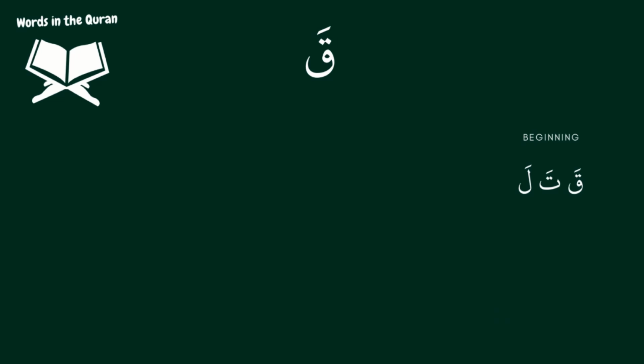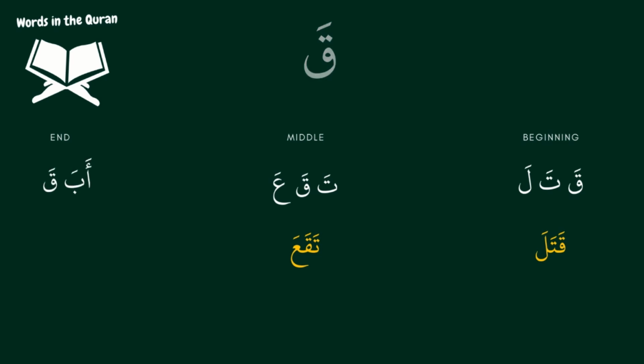Qatala. Taqa'a. Abaqa. So as you can see, fa and qaf look similar when joined, except that fa only has one dot on top and qaf has two dots on top. Please take note of that.